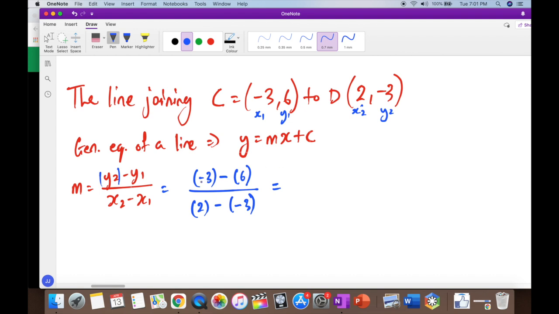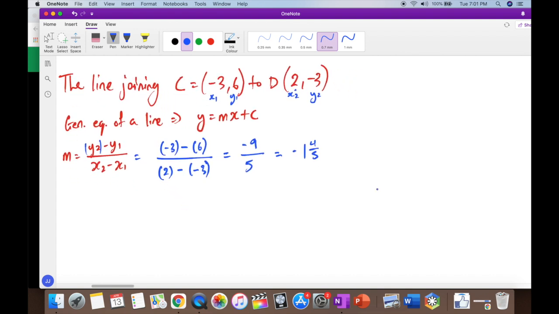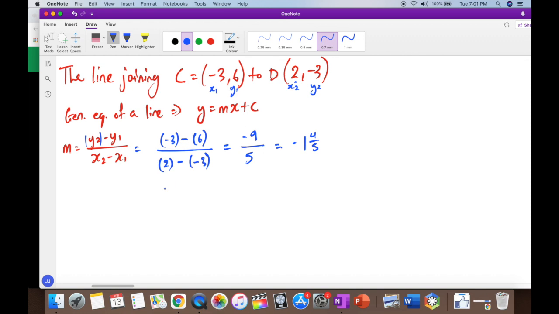So I think minus 3 minus 6 is minus 9, all over 2 minus negative 3 is 2 plus 3, which is 5. So negative 9 on 5, where's my calculator? That is negative 1 4/5. That's what you got, Scotia? Alright, so we can actually leave it as negative 9 on 5. I actually prefer improper fractions rather than mixed numbers. Mixed numbers look too complicated. So therefore y is equal to negative 9 on 5 x plus c.